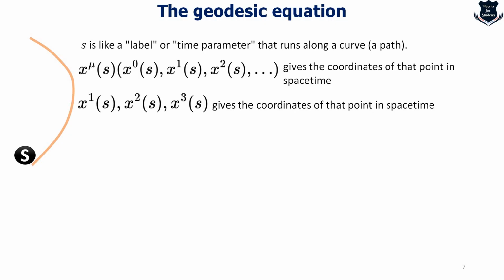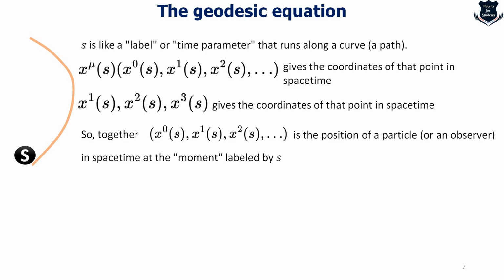Now if I combine these two equations, that means x mu and x1, we get something like this. What does it tell? It tells us the position of a particle or an observer, where it is in space-time at that moment, which is labeled by S.